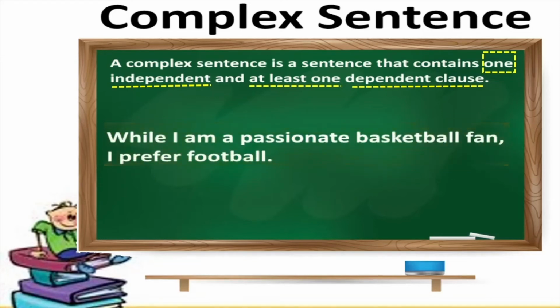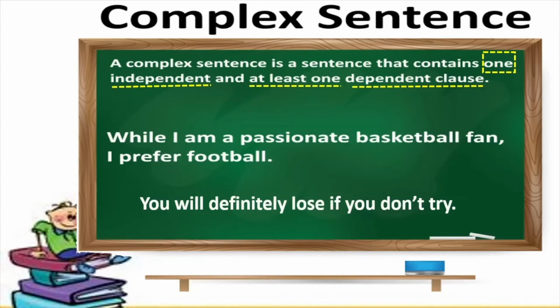Okay? See, while I'm a passionate basketball fan, I prefer football. So this is a complex sentence. There is an independent clause here. I prefer football is an independent clause. It has got complete meaning. There is a dependent clause also: while I am a passionate basketball fan. Now this part of the sentence does not have any complete meaning. If the second part is not there, the first part of the sentence is left hanging in the air. There is no definite meaning to it. Okay? So this is an example of a complex sentence. Let us look at one more example.